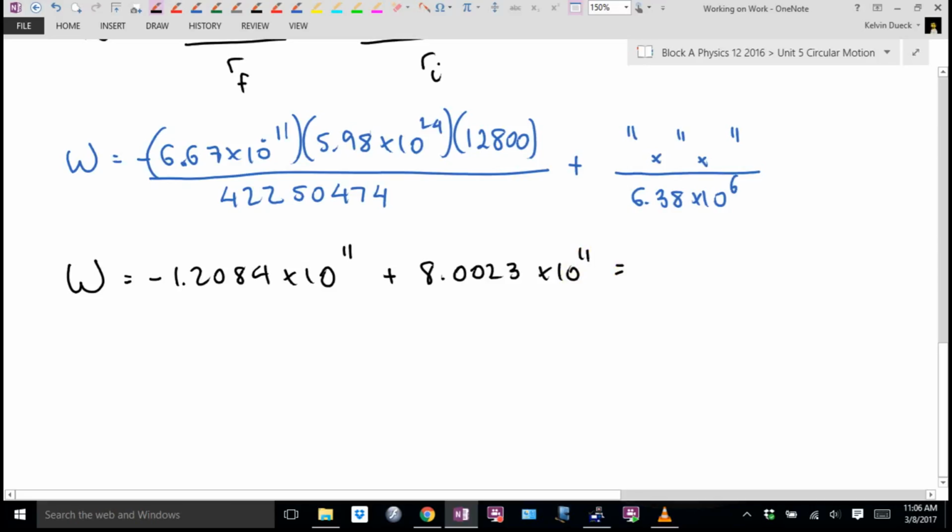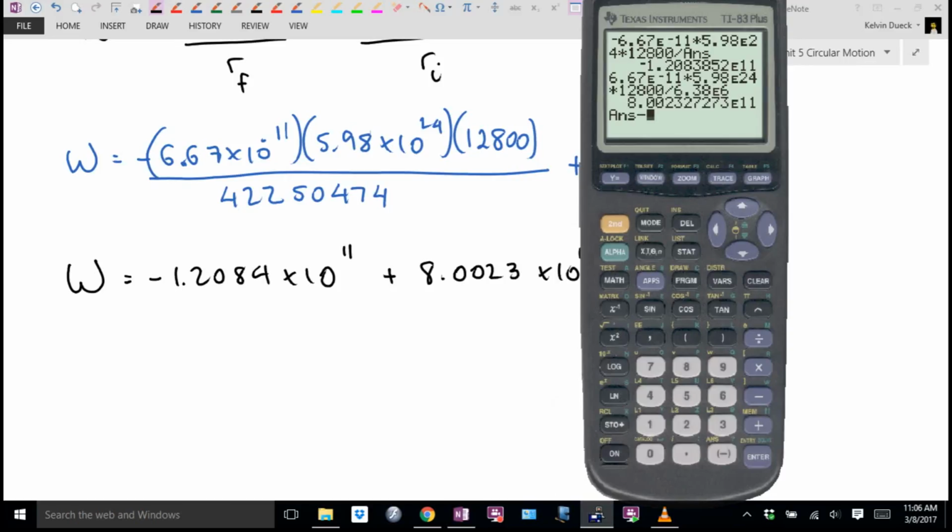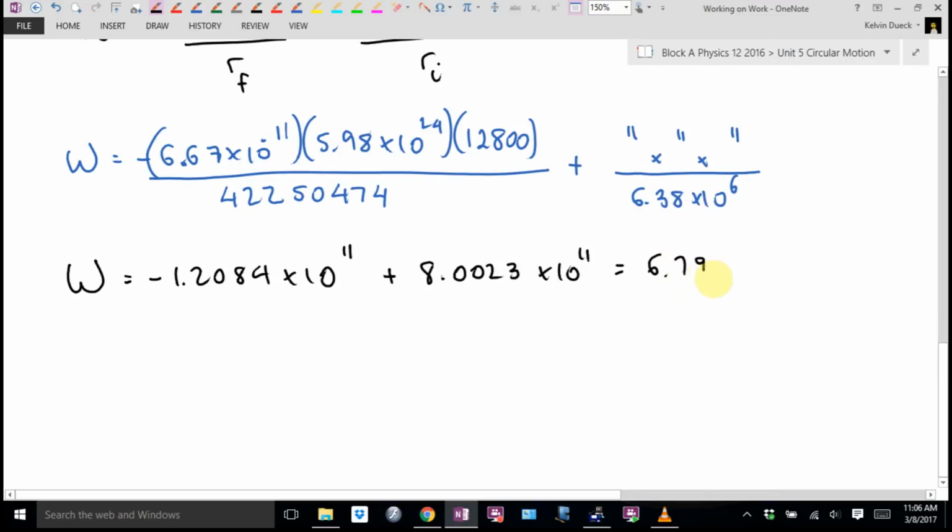So the amount of work, the amount of energy, the amount of rocket fuel that I'd need to pack just to get it to the right radius will be this number, take away 1.2084 times 10 to the 11th. It's expensive to get them up there because geosynchronous satellites are a long ways off. 6.7939 times 10 to the 11th, and then I'll go to 3 sig figs. 6.79 times 10 to the 11th joules. There's my answer.